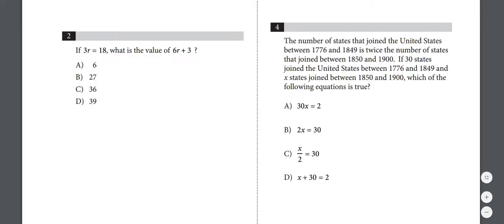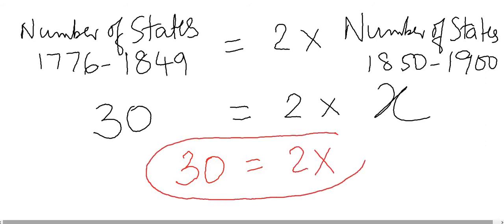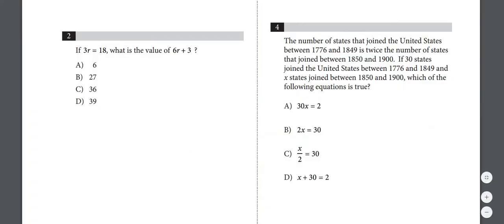And then the question is, which of the following equations is true? So if you look at the equation that you just wrote down, 30 equals 2 times x, which means 30 equals 2x, right? This is the equation then. So the answer is B. 30 equals 2x, which is answer B.